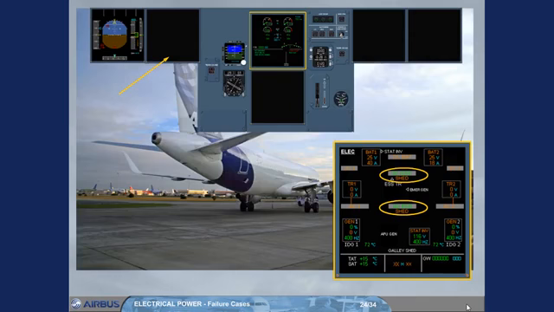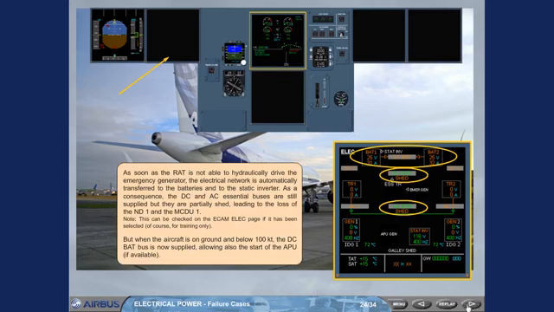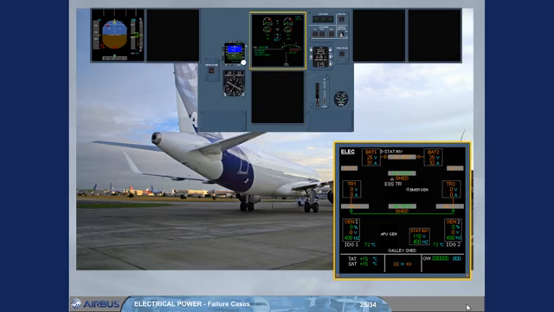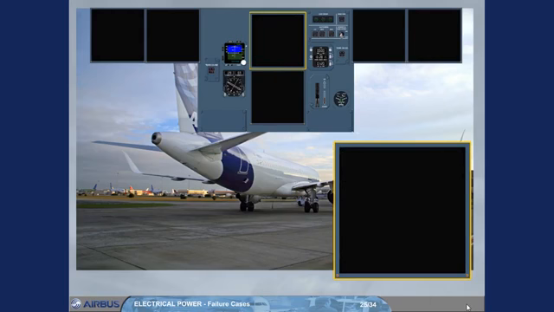But when the aircraft is on ground and below 100 knots, the DC BAT bus is now supplied, allowing also the start of the APU, if available. On ground, if the APU generator cannot be connected to the electrical network, as soon as the speed is below 50 knots, all remaining display units are lost.